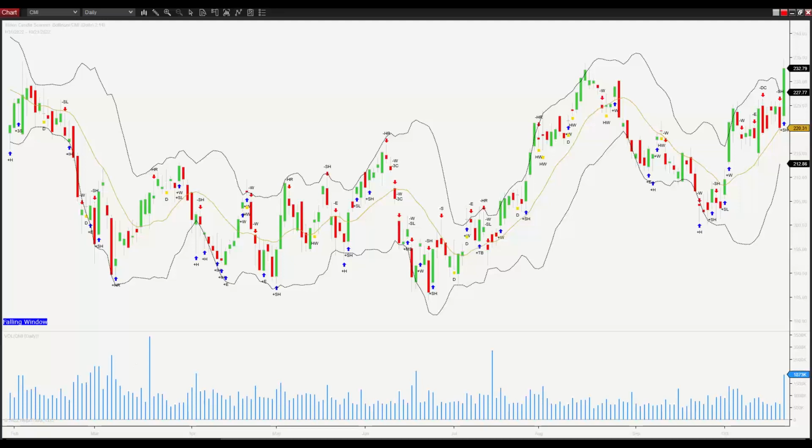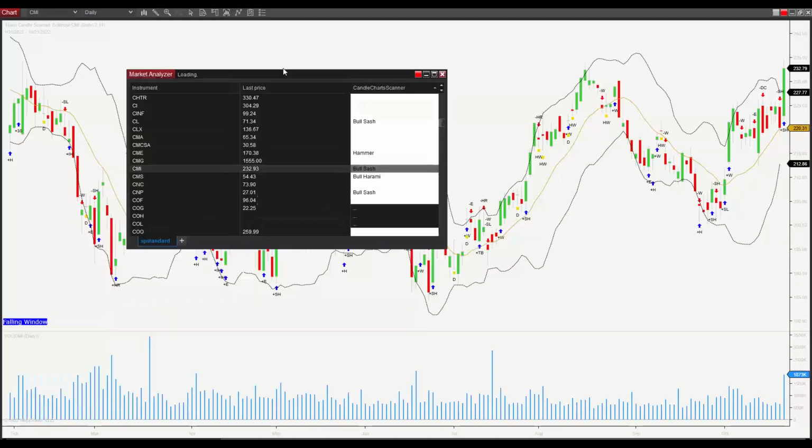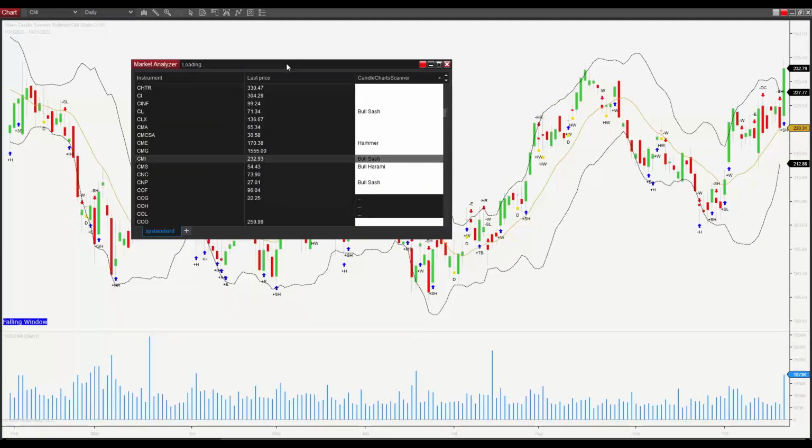Okay, so what I'm going to do is I'm going to pull up my market analyzer. This is done through NinjaTrader. Okay, remember, this is the NinjaTrader platform. So the market analyzer is a scanning function from NinjaTrader, but because I have the Nison Candle Scanner as an indicator, I can now scan my markets for whatever criteria I want. This is a simple scan that I have going every single day.